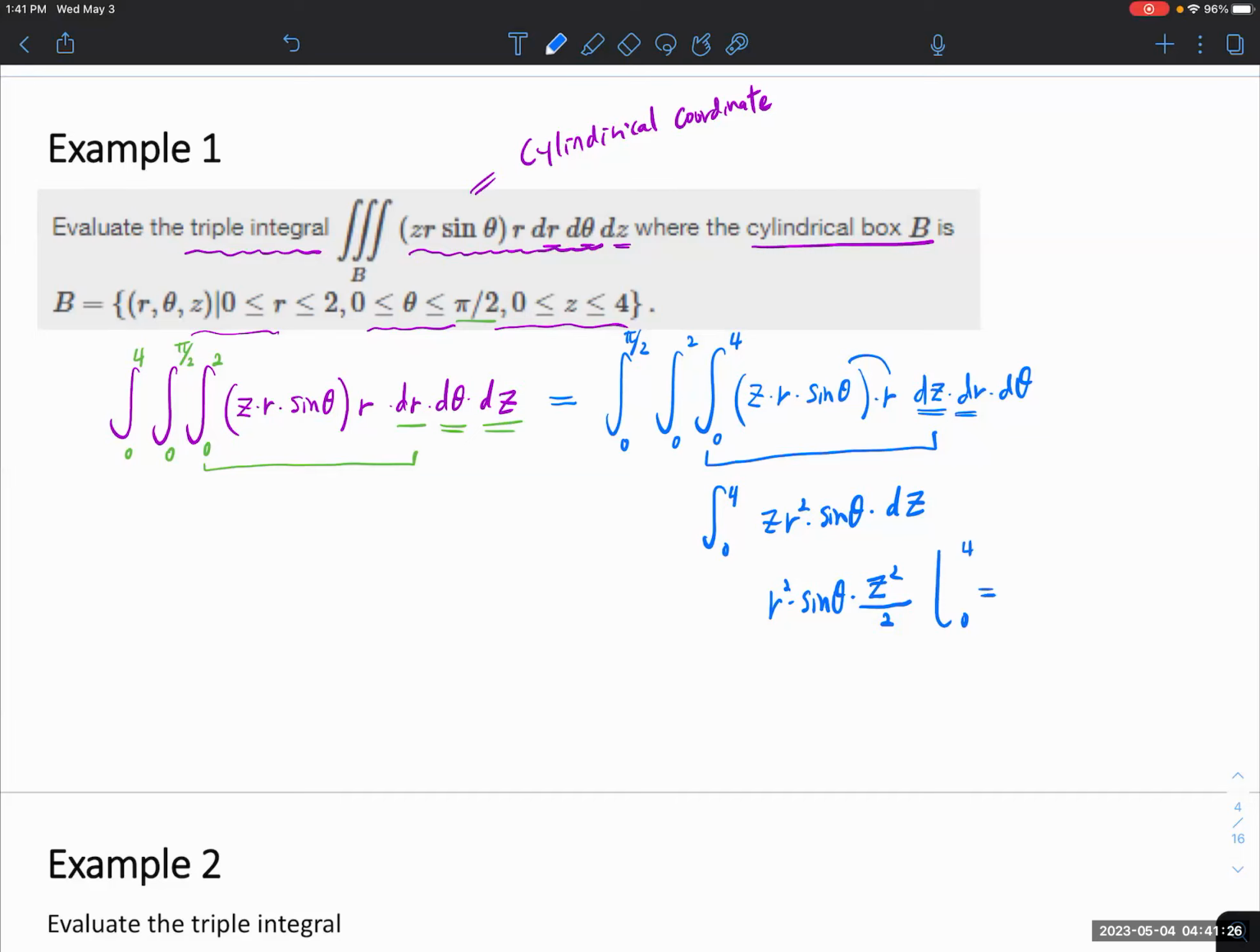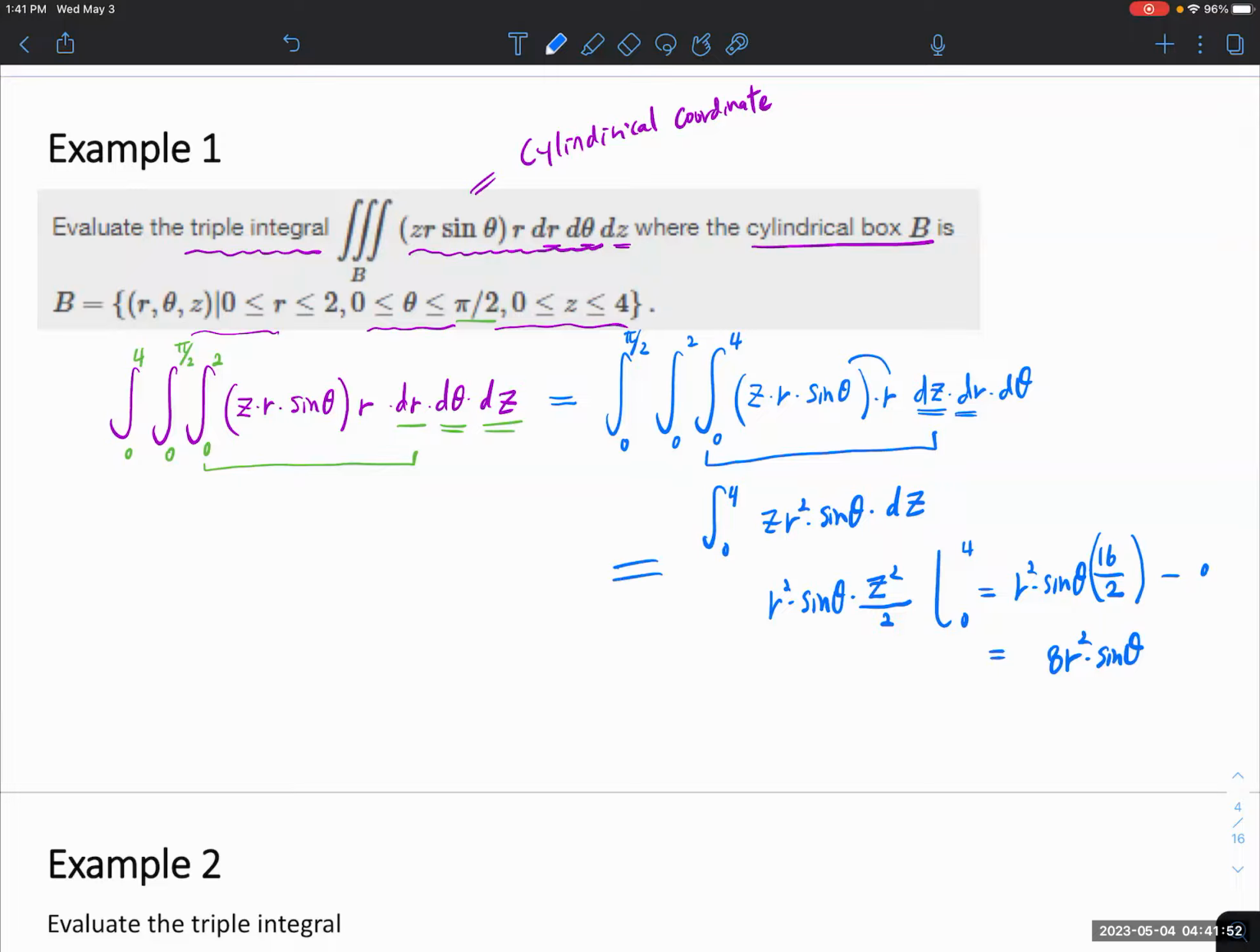Again, you're going to subtract the value at 0 from the value at 4, and this is z, so I'm going to plug in 4 for z. So r squared sine theta, nothing changed, 16 over 2 minus 0. Everything is 0, so I don't need to write that. So we can calculate it: 8 r squared sine theta. So this is the first part.